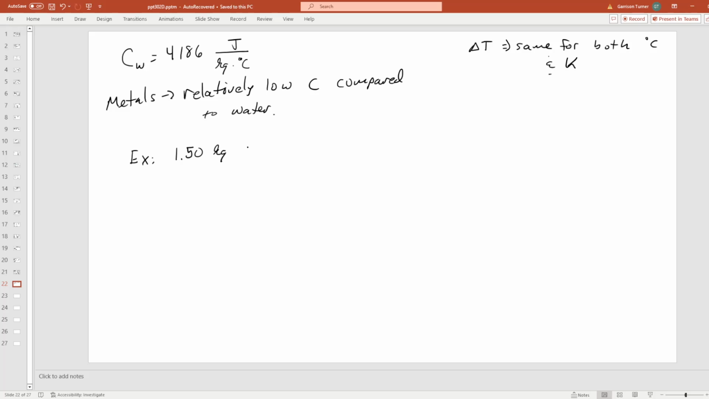I have a 1.5 kilogram block of iron, and it's initially at 300 Kelvin, and its specific heat is 452. And I want to know how much heat will be required to raise the temperature to 500 Kelvin.